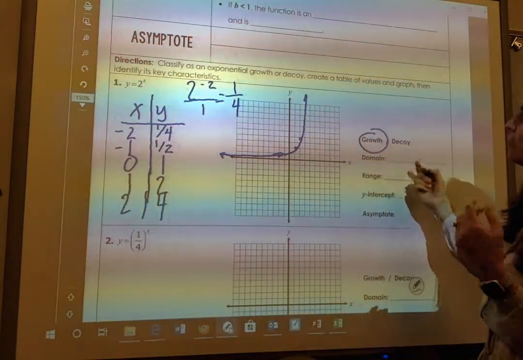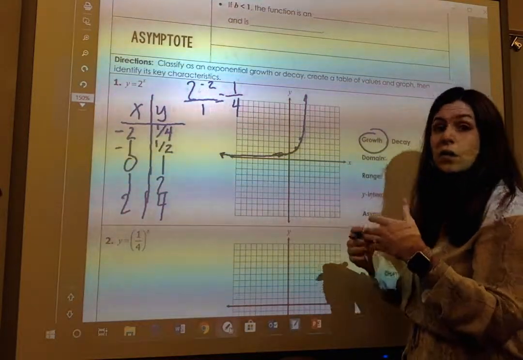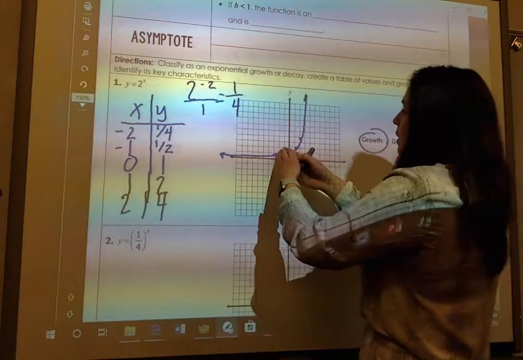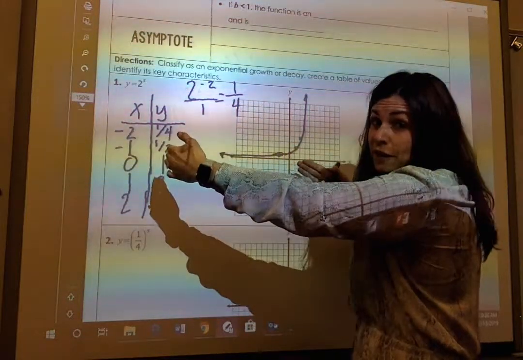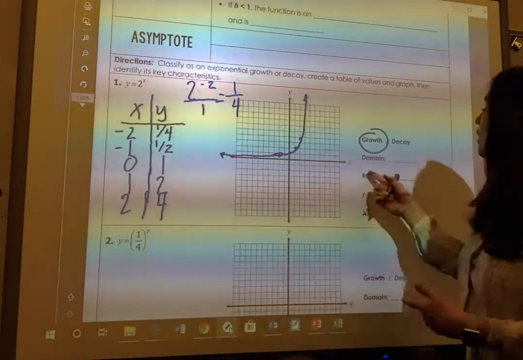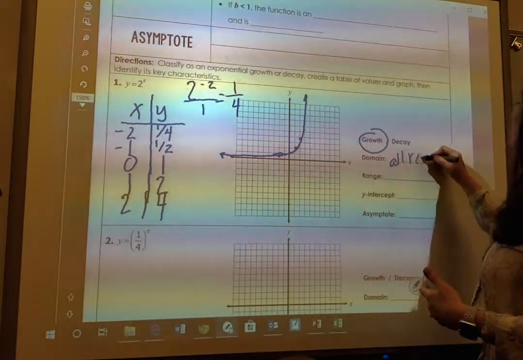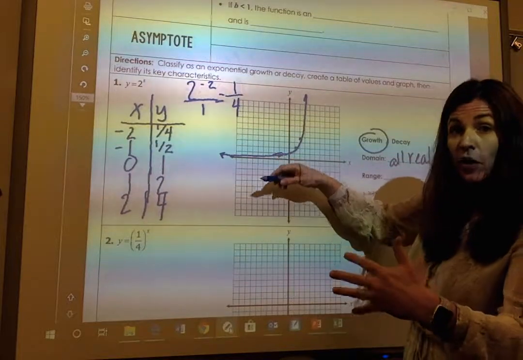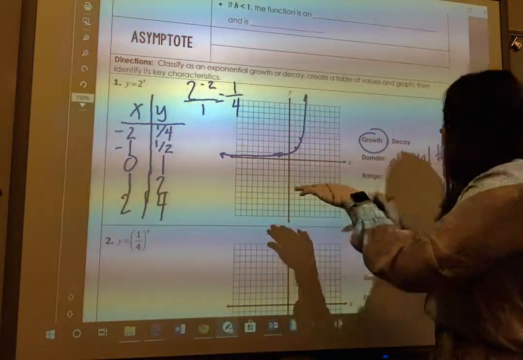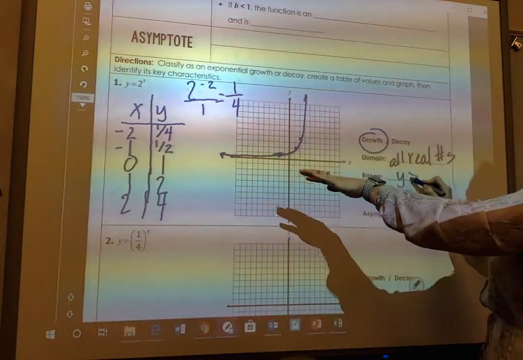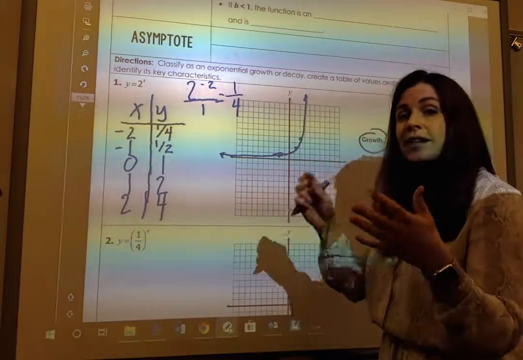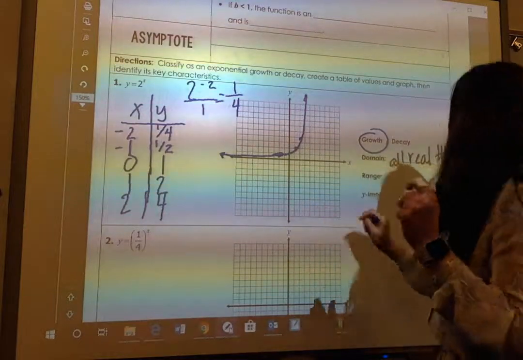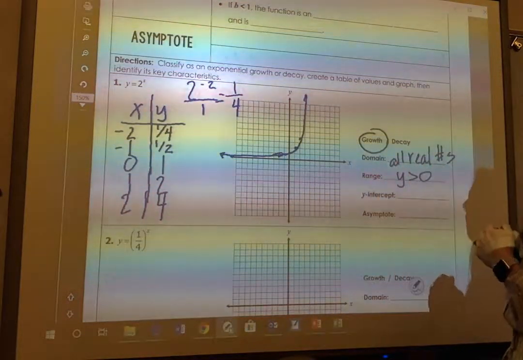So when I look at my domain, remember at the beginning of the year we said domain, how far to the left does it go? How far to the right does it go? So this will go to the left infinity and to the right infinity. So my domain is all real numbers. My range, how far down does it go? How far up does it go? So y is going to be greater than, not equal to, because it doesn't touch 0. It comes really close to 0 but never touches. So y is going to be greater than 0.